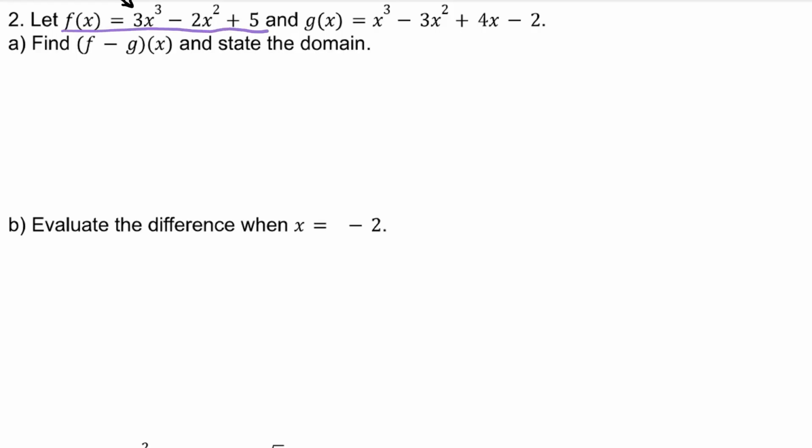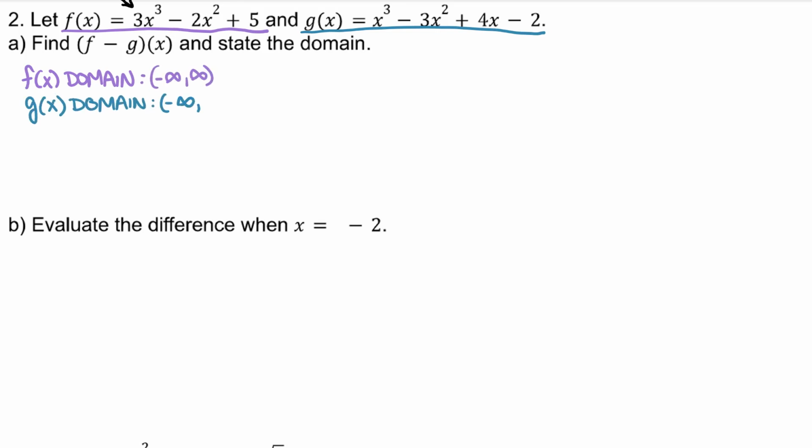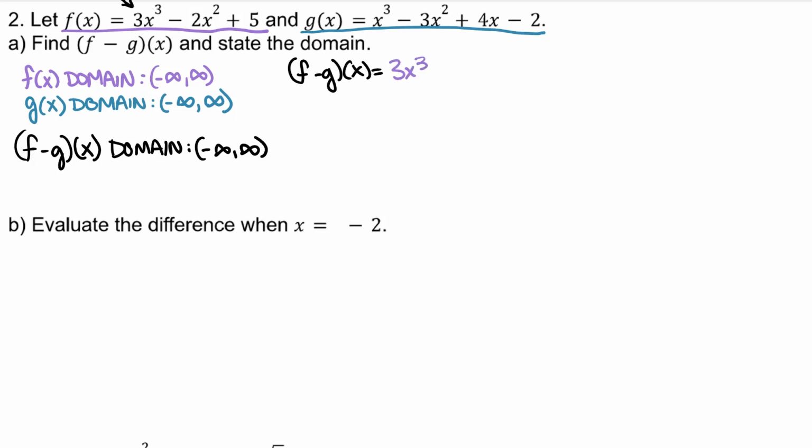For number 2, we have this polynomial for f and this polynomial for g. The domain of f of x as a polynomial is negative infinity to infinity, and that is also the domain for g of x. Because we know the sum or difference of two polynomials will always result in another polynomial, we know the domain of this difference of functions will also be negative infinity to infinity. Go ahead and evaluate f minus g of x.